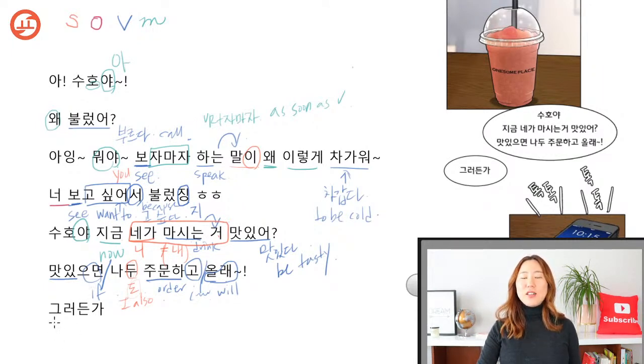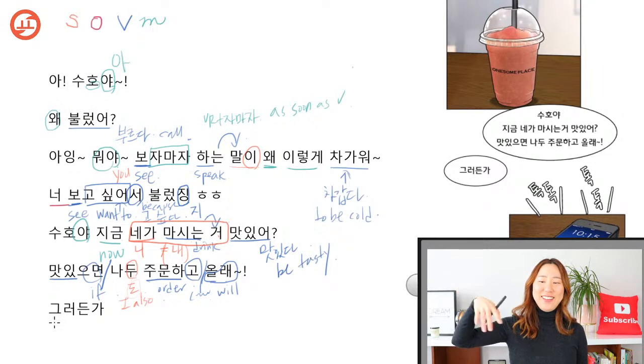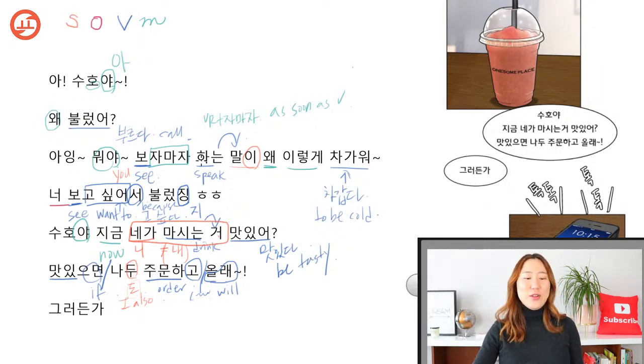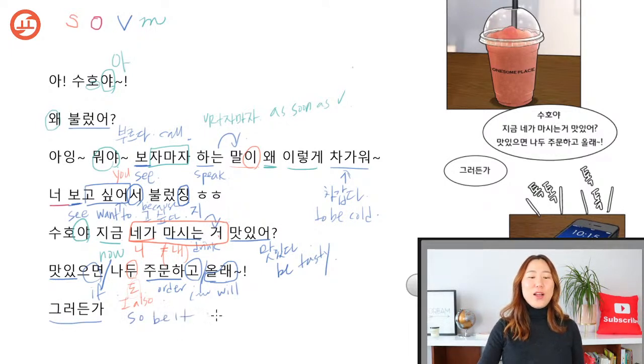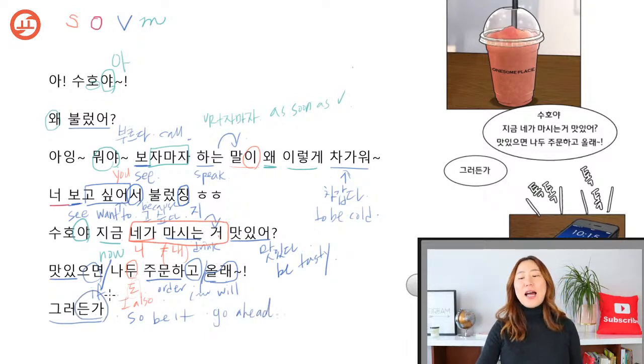And he said 그러든가. 그러든가. So be it. You can interpret it as so be it. Or go for it. Go ahead. Right? 든가, it sounds like I don't care which one you choose. It's not my decision. 그러든가. Be like that. So be it.